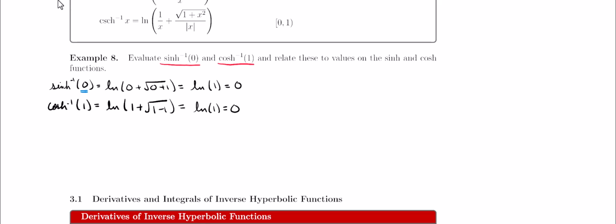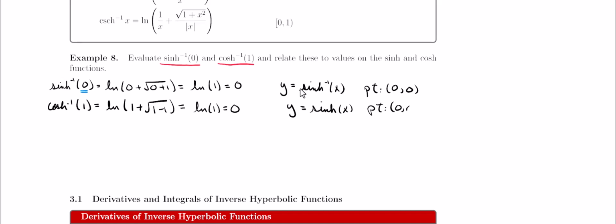And I'll do this one here. So if we have y equals the sinh inverse of x, and we just saw right now that a point on this curve is going to be (0, 0), then a point on its inverse function, the hyperbolic sine, well, we just switch the input and the output, so a point here is going to be (0, 0).